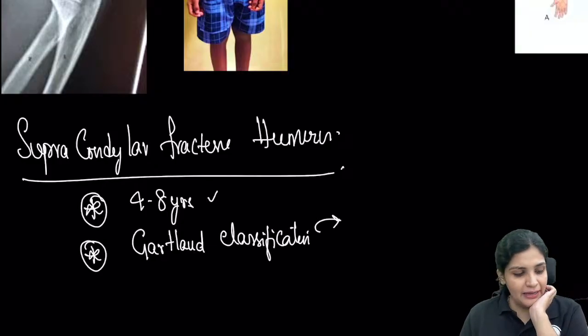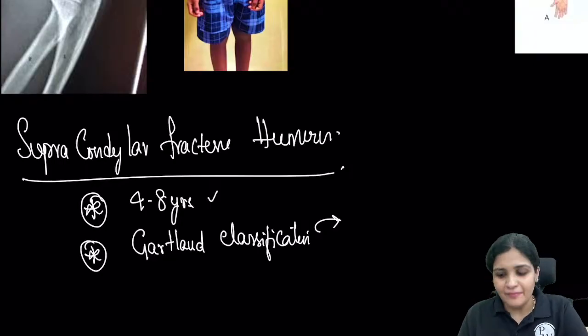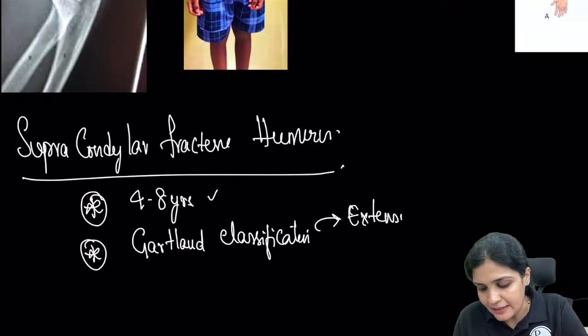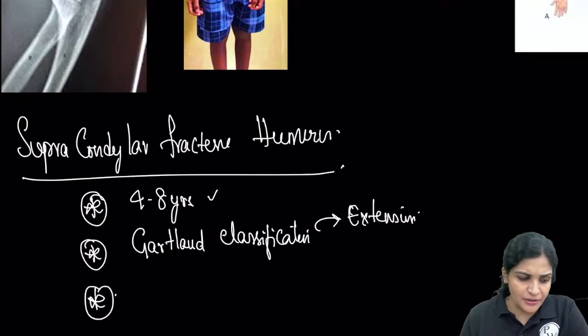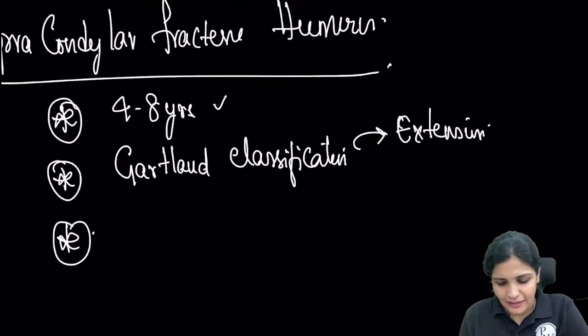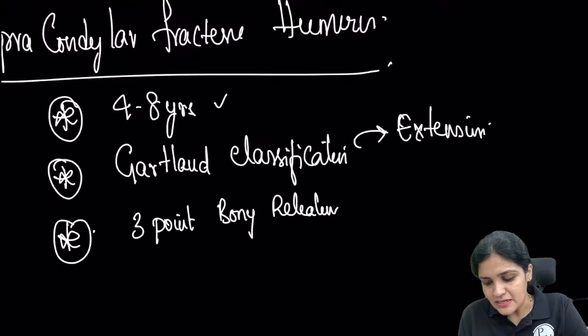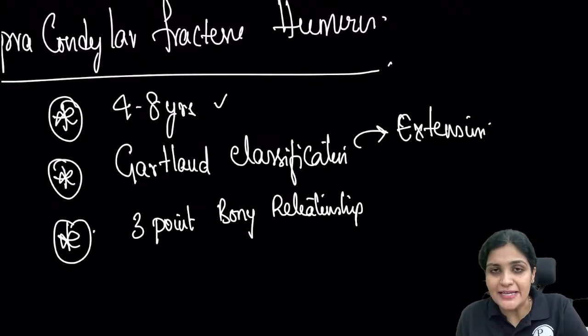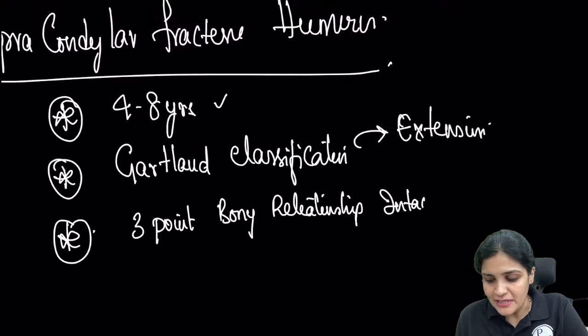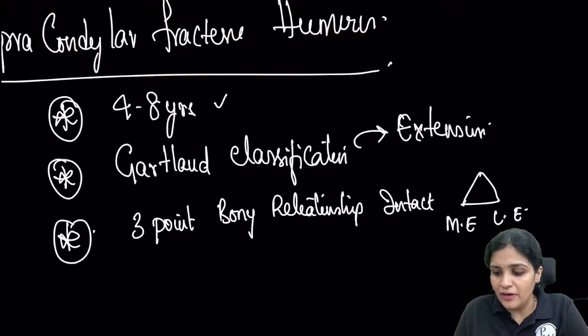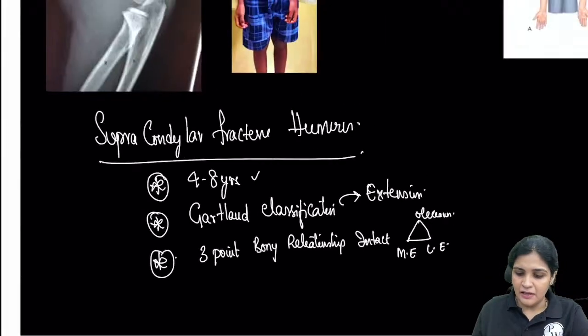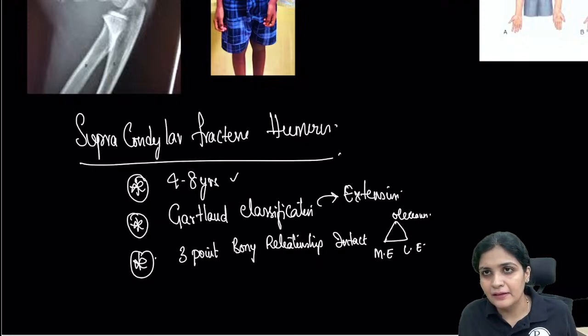And what is the most common type? Extension type is most common, right? And what is the most important thing? The 3-point bony relationship is intact. In the elbow, we usually talk of the 3-point bony relationship, which is between your medial epicondyle, lateral epicondyle, and your olecranon, right? Okay, is that clear?